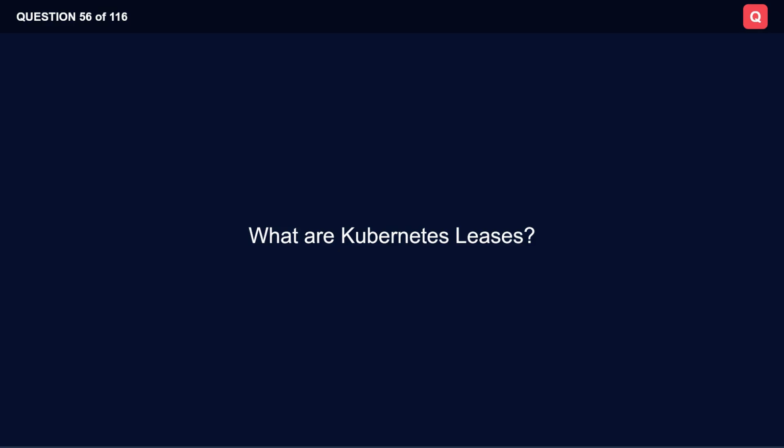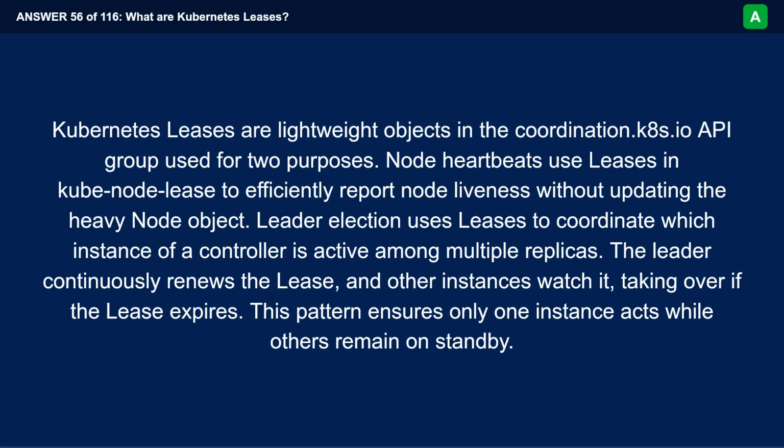What are Kubernetes leases? Kubernetes leases are lightweight objects in the coordination.k8s.io API group used for two purposes. Node heartbeats use leases in kube-node-lease to efficiently report node liveness without updating the heavy node object. Leader election uses leases to coordinate which instance of a controller is active among multiple replicas. The leader continuously renews the lease, and other instances watch it, taking over if the lease expires. This pattern ensures only one instance acts while others remain on standby.